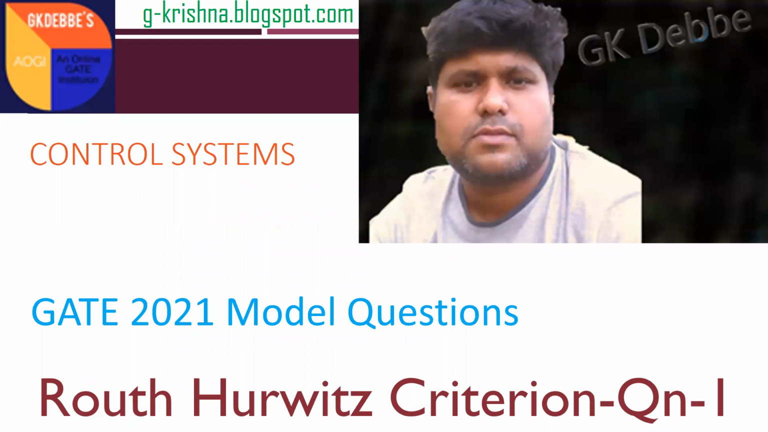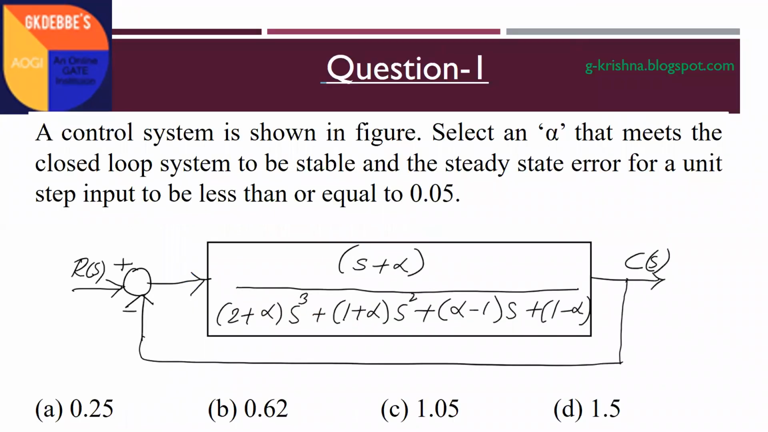Welcome to GATE 2021 model questions on control systems. Today's topic is the Routh-Hurwitz criterion. Let us see question number 1.